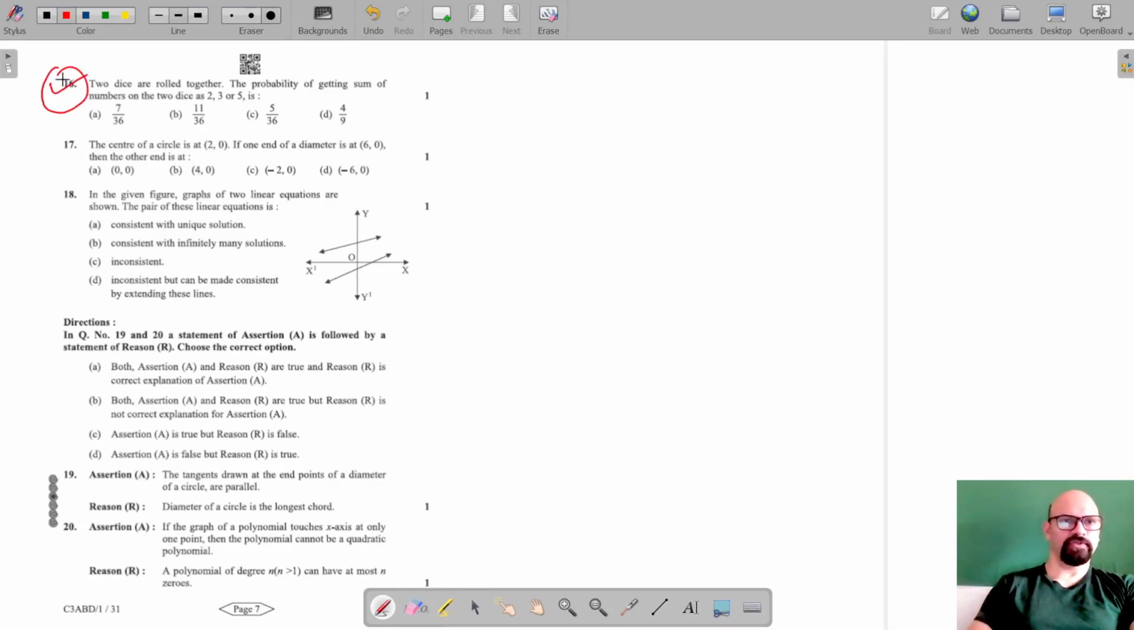And for question number 16, it says that two dice are rolled together, and we know that when two dice are rolled together, total outcomes are 6 square, 36, and we have to get the probability of the sum of numbers on the two dice being either 2, 3 or 5.